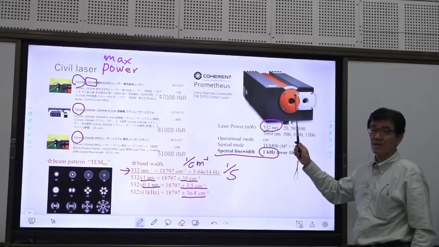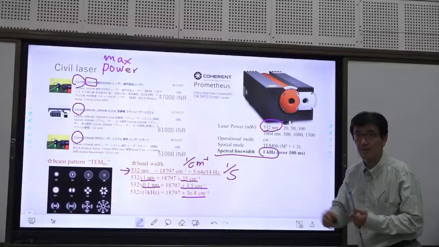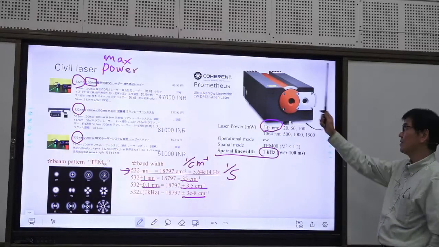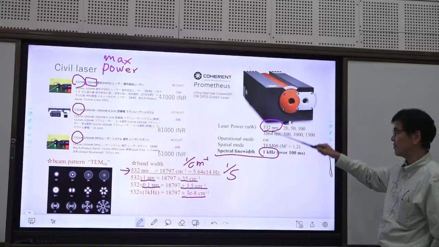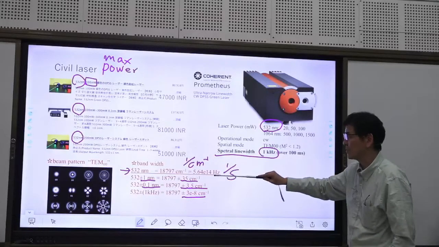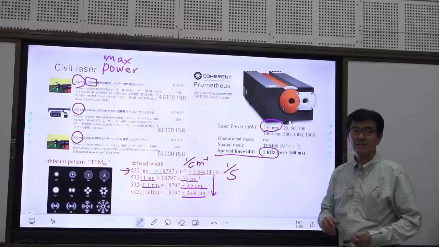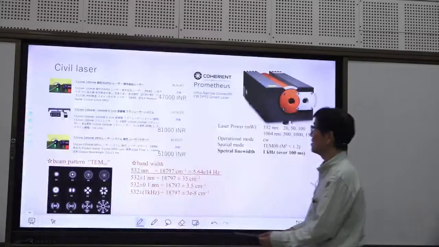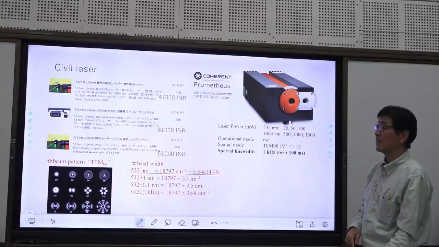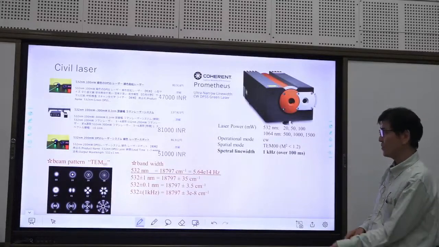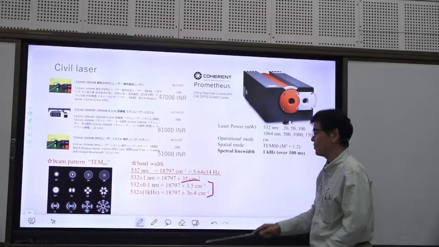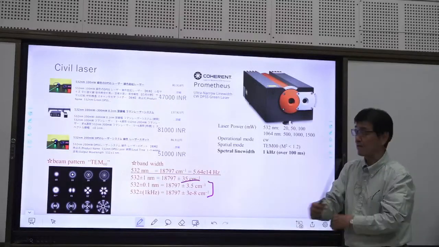Sometimes this is necessary for certain experiments, high resolution measurement or something. But as the parameter becomes better, price becomes higher. So please choose according to your purpose. I don't recommend such a broad laser line. So these two should be taken into account.